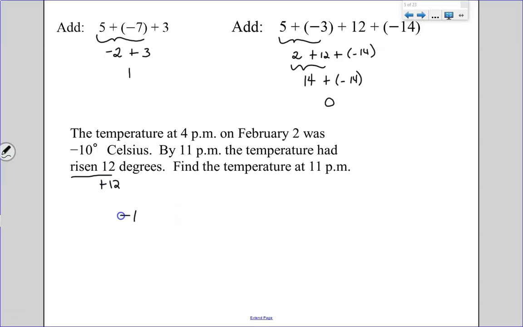So they want me to combine a negative 10 and a positive 12. If you combine those, it's a negative and a positive, so you have to find the difference between those numbers, which is a positive 2. And it stays positive because the larger quantity is positive. So the temperature at 11 p.m. would be positive 2 degrees Celsius or just 2 degrees Celsius.